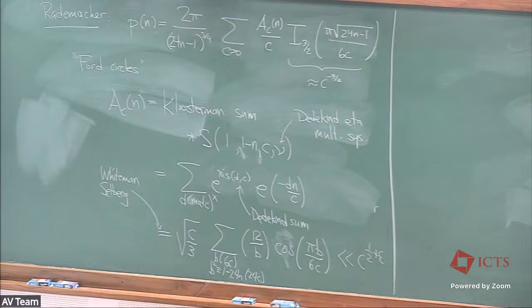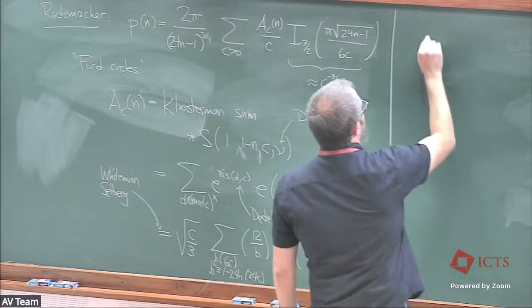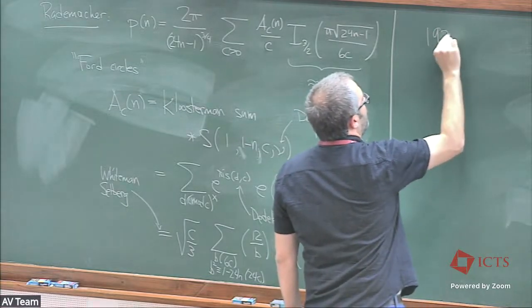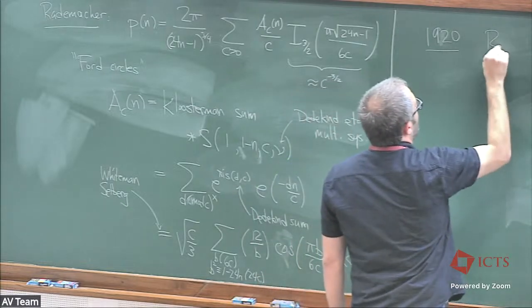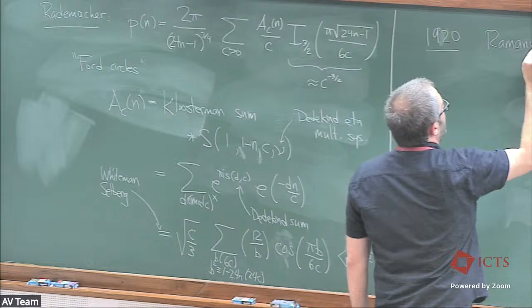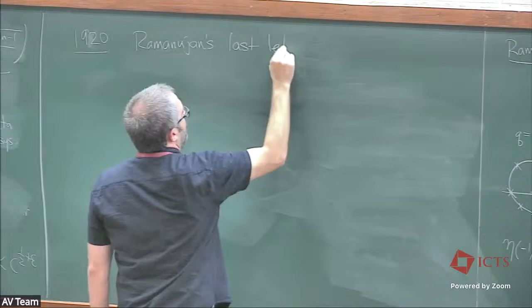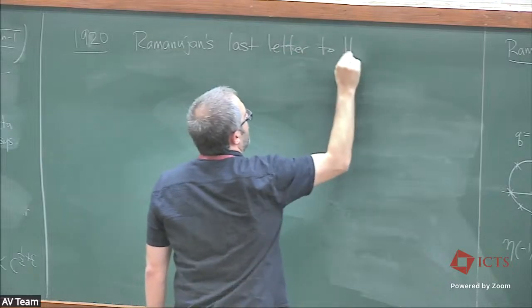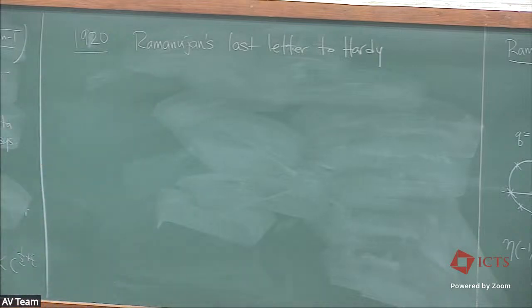Okay, so I haven't talked about Mock theta functions at all, so maybe we should get to that. So now let's go to 1920. Ramanujan is on his deathbed. He writes a letter to Hardy from India. And whereas Ramanujan's first letter to Hardy was quite long, many pages, and had many, many formulas in it, Ramanujan's last letter is quite short. I think it's maybe 4 pages.